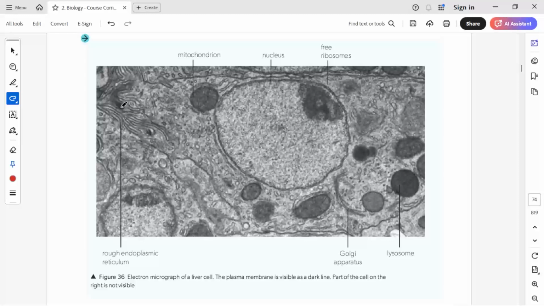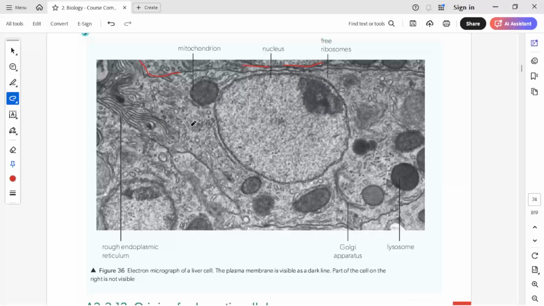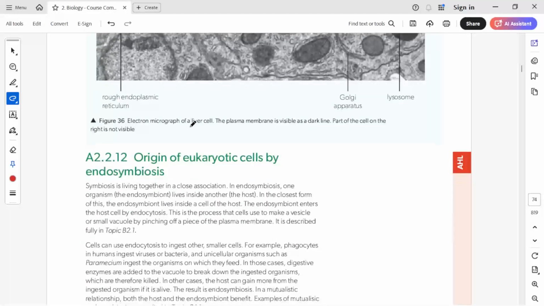Here we have the rough endoplasmic reticulum. This is a mitochondria, this is the nucleus, these are the free ribosomes. This is the nucleus and this is the nucleolus, and this is probably the plasma membrane present on the outer side. These are different organelles suspended inside it. These are Golgi apparatus. This might be a mitochondria, and this is one more mitochondria. So organelles might be several in number.